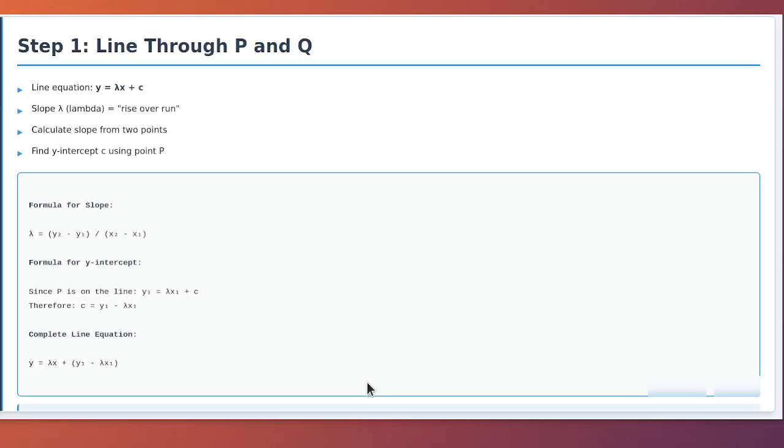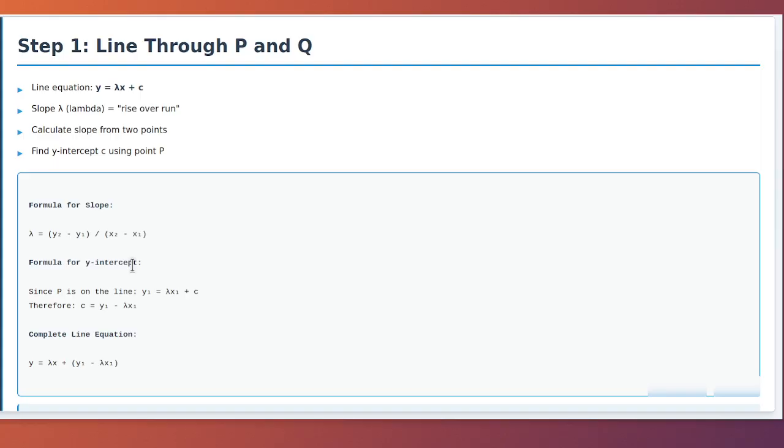Finding the line through P and Q. Any straight line in the xy plane can be written as y equals lambda times x plus c, where lambda is the slope, how steep the line is, and c is the y-intercept, where the line crosses the y-axis. Our first task is to figure out what lambda and c are for the line that goes through our 2 points P and Q. The slope lambda measures how much y changes per unit change in x.